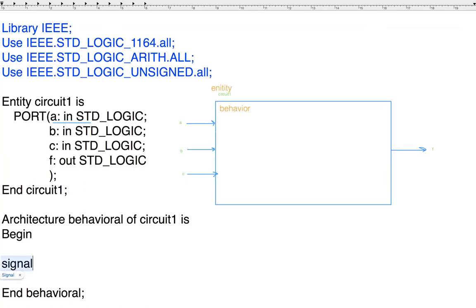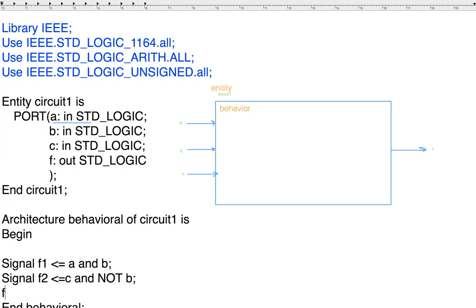So how you declare an internal signal is you start with the keyword signal. F1 is going to be assigned A and B. And this assign, you do it with an arrow pointing towards what you're assigning it to. And then here it's going to be A and B. For signal F2, it's going to be assigned C and not B. And then here for F, it's going to be assigned F1 and F2.